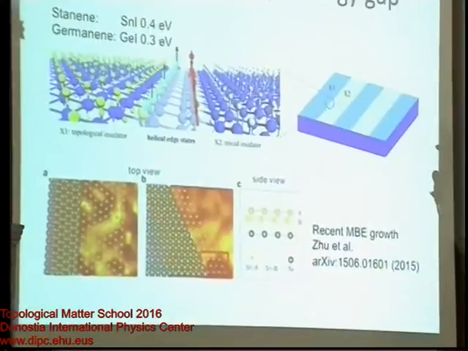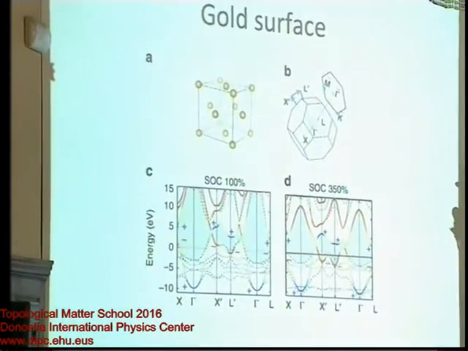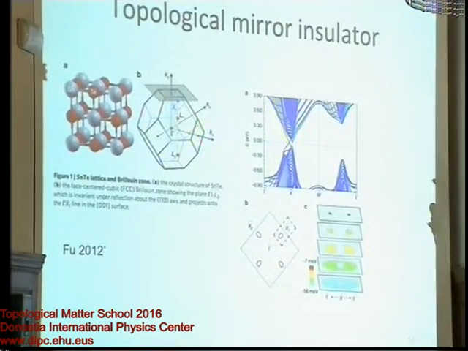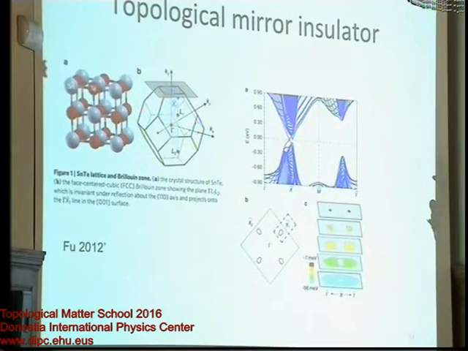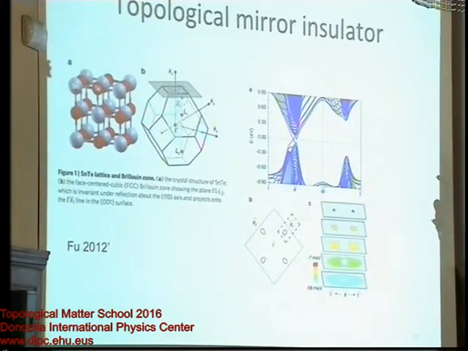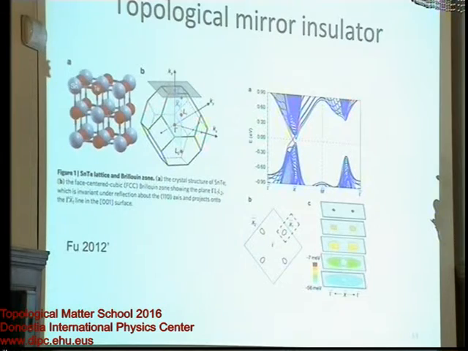Okay, I skipped this one. Maybe we can quickly, yeah. In the very end, I will say a little about this topological mirror insulator. And just again, we look at the band structure. There are some details. And here, this is the crystal structure of tin telluride. It's just a rock salt.